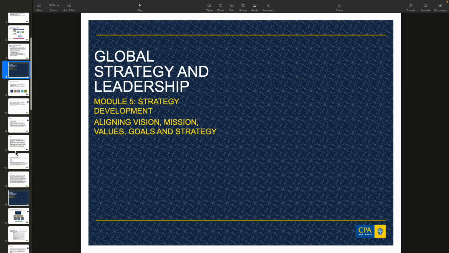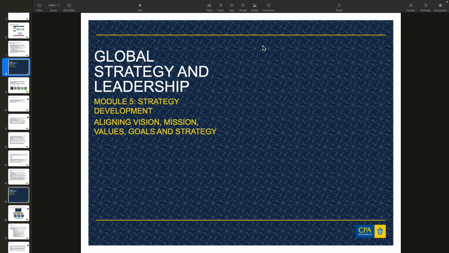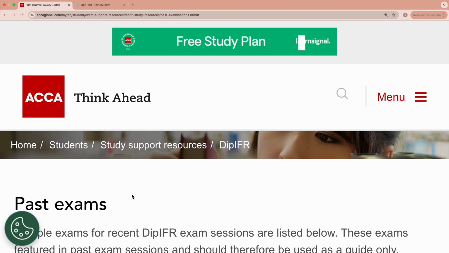Now, let's look at the top part. We're looking at this part here, the vision, mission, values part, all right? The strategy development process leads to formulation of strategic options, which are grouped under cohesive themes. You have a theme to follow, like a movie has a theme, horror theme, comedy theme, and so forth. So they have the strategy, they will follow and implement a theme. Strategic initiatives are activities that must be performed to implement the desired strategy. So the words strategic initiatives are the things that you do to implement it. Are we okay?